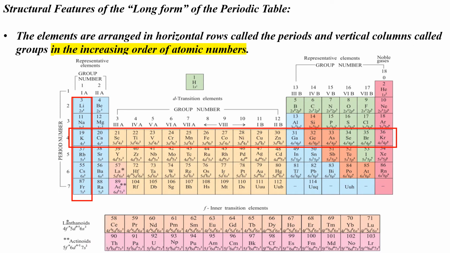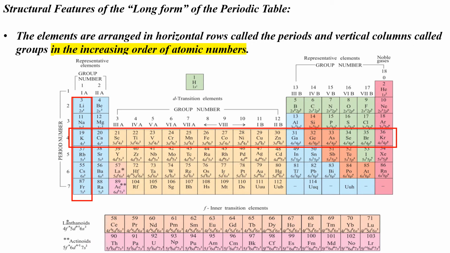Now look at the first group. Look at lithium, its atomic number is 3. Look at sodium, its atomic number is 11. Potassium, its atomic number is 19. Rubidium, its atomic number is 37. So if we take the elements in a group, we can find that they are arranged in the increasing order of their atomic numbers. Similarly, look at period number 2.